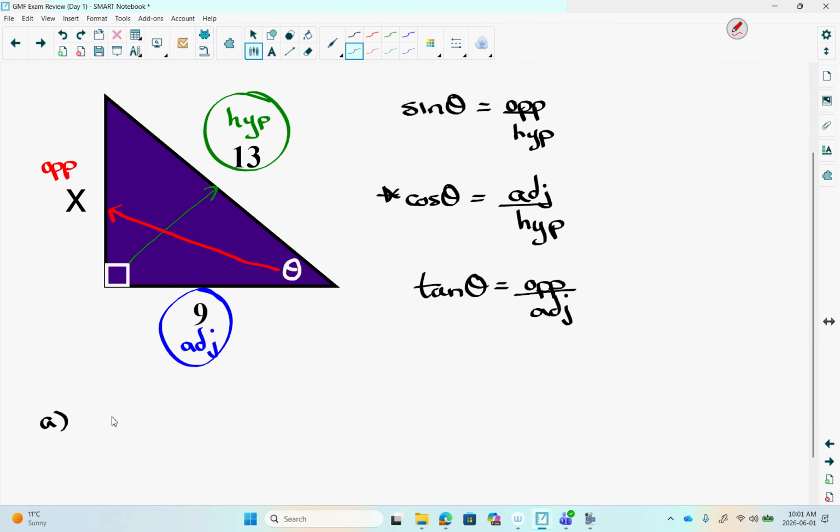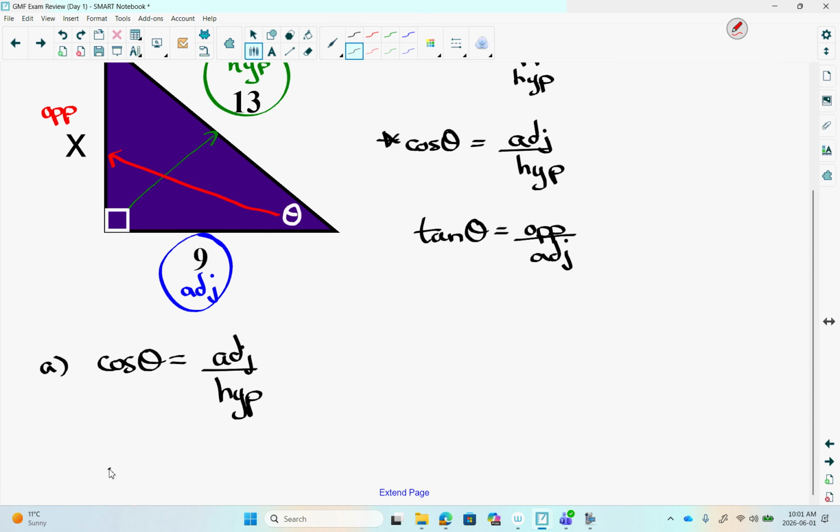So I would start by writing down that formula. Cosine theta equals the adjacent over the hypotenuse. And then I would fill in the information I know. How long is the adjacent side? It's 9 units long. How long is the hypotenuse? 13. Do you remember what we did from there?